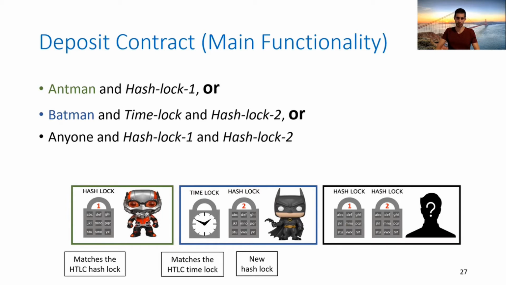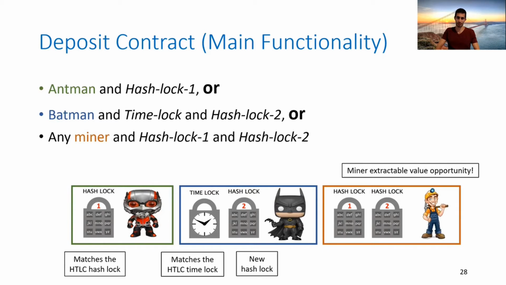Or Batman can get the token by waiting for the timeout to elapse, like in the original HTLC, but now you also must provide the preimage for the second hash lock. Alternatively, anyone can get the tokens by providing the 2 preimages for both hash locks. When I say anyone, I actually mean any miner. If a miner sees a transaction that reveals both preimages, she can just create a transaction of her own and take the tokens herself. This is actually an MEV opportunity.